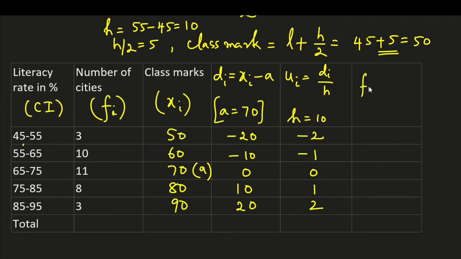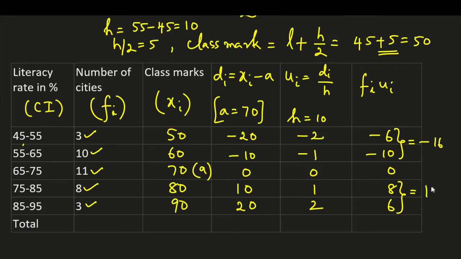Now let us find fi ui product values. Here it is 3 into minus 2, minus 6. 10 into minus 1, minus 10. 11 into 0 is 0. 8 into 1 is 8. 3 into 2 is 6. Here sum of negative values is minus 16. Sum of positive values is 14. So sigma fi ui is minus 2.